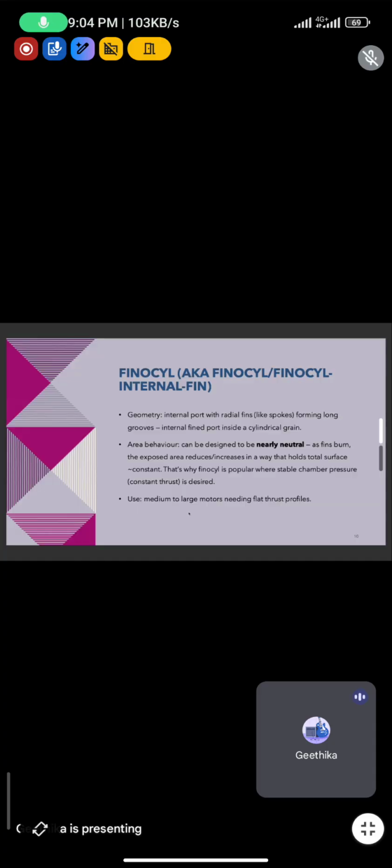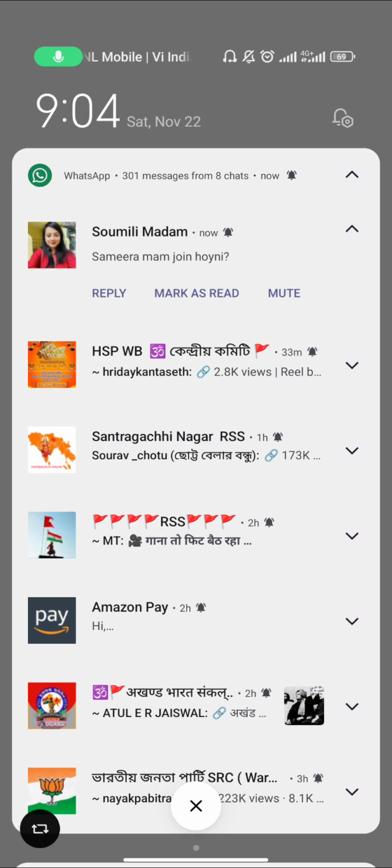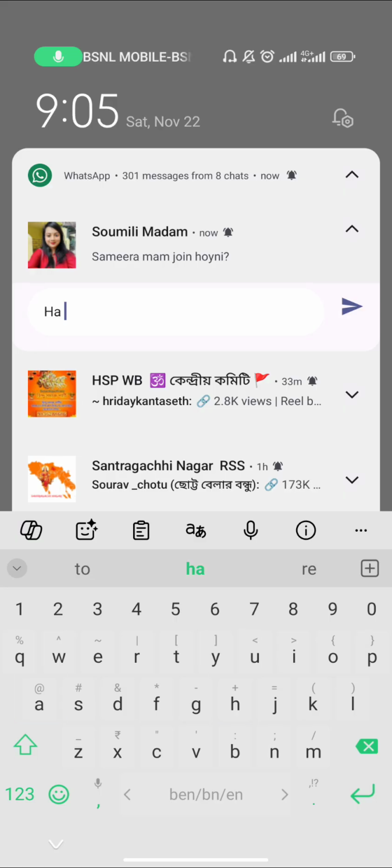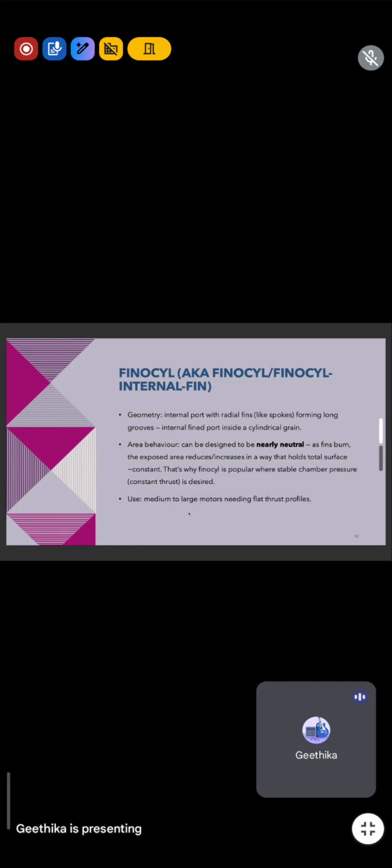And then there's Finocyl. I'll show you the picture before I go ahead so that it's easier to explain. I don't think I have a picture of it, but for the Finocyl grain type, the geometry is basically internal ports with radial fins like spokes forming long grooves, internal fin ports inside a cylindrical grain. The burn rate is nearly neutral. As fins burn, the exposed area reduces or increases in a way that holds total surface area constant. This is used for medium to large motors needing flat thrust profiles.